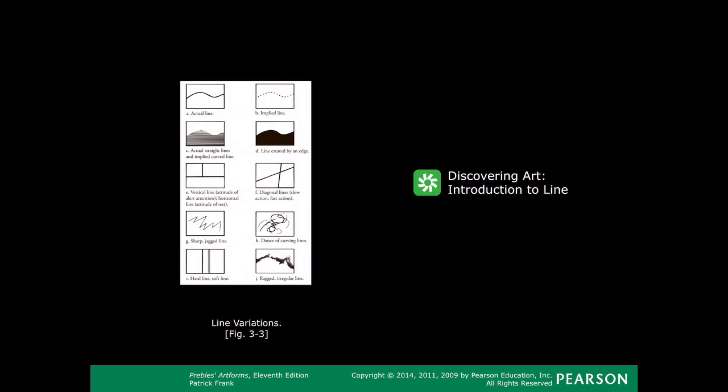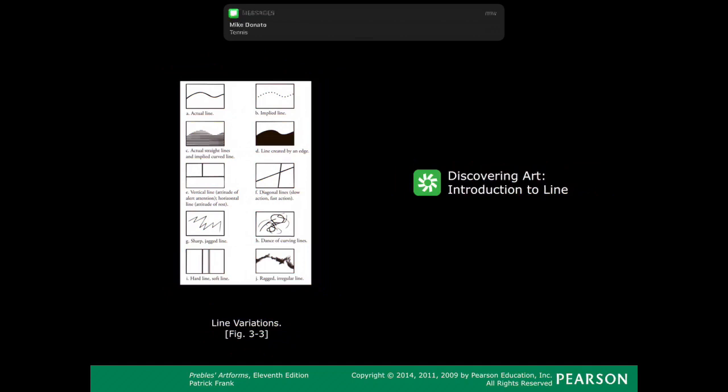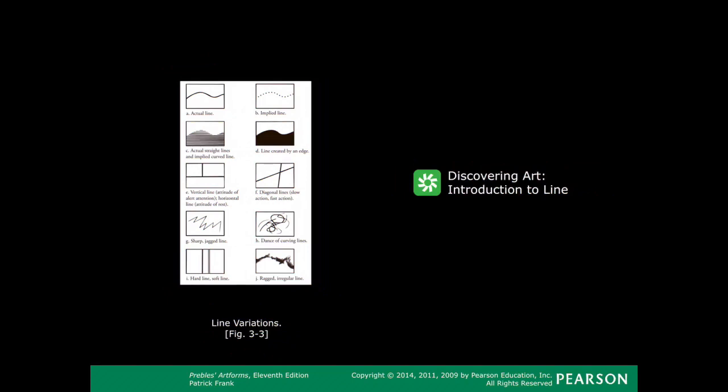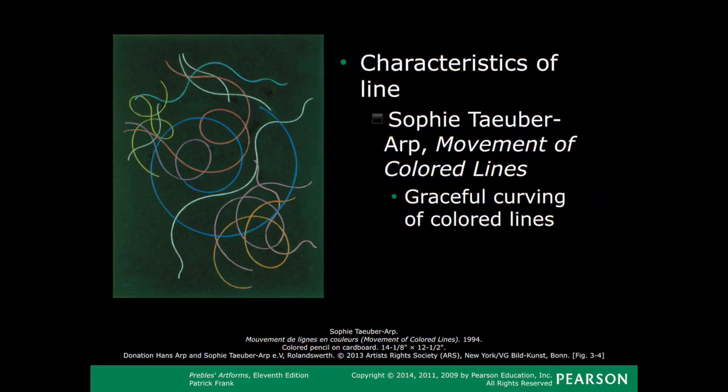There are vertical lines, diagonal lines, sharp and jagged lines. You'll see dance or curving lines. I like to call them gestural lines. And I'll show you guys a little activity on that. You can make the lines hard or soft. There are jagged and irregular lines.